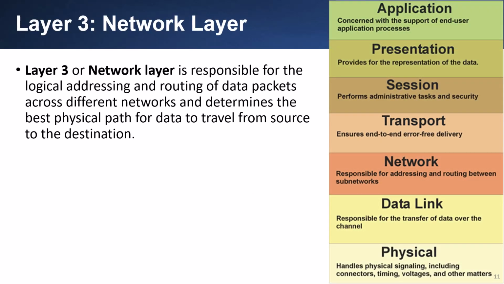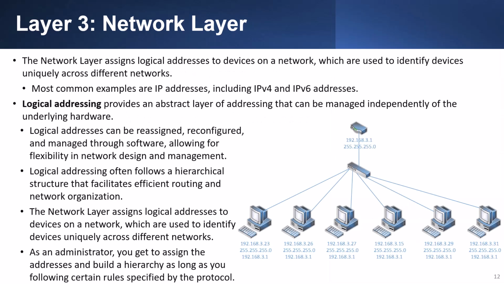Layer 3, or the network layer, is responsible for the logical addressing and routing of data packets across different networks, and determines the best physical path for data to travel from source to destination. The network layer assigns logical addresses to devices on a network, which are used to identify devices uniquely across different networks. The most common examples are IP addresses, including IP version 4 and IP version 6 addresses.